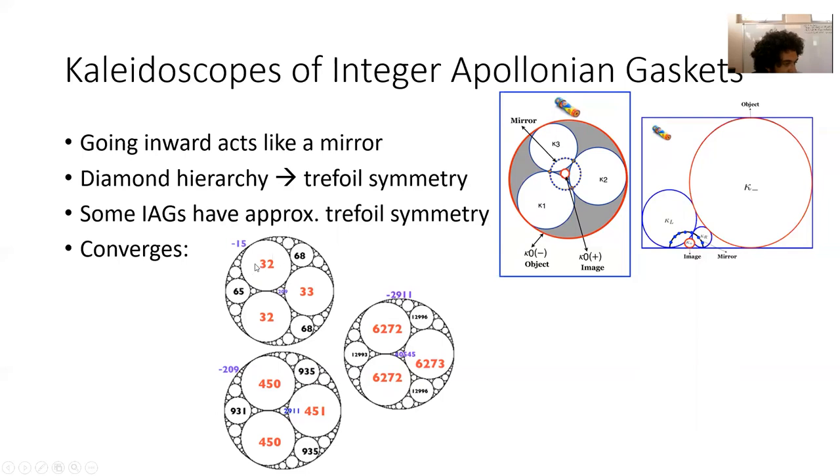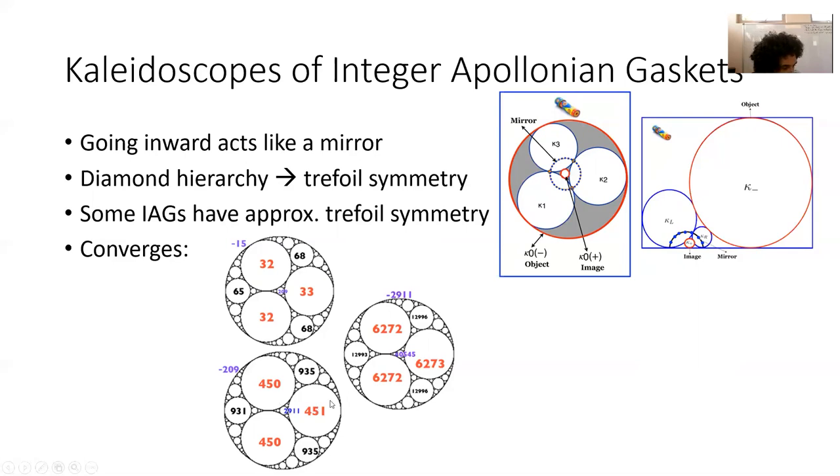So if we take these 32, 32, and 33 curvature values, we can find another circle with curvature 209. If we put that to the outside and put a minus sign there, since all of the integral Apollonian gaskets happen to have a minus sign for the outermost curvature, we'll find that there ends up being another integral Apollonian gasket that also has an approximate trefoil symmetry, except the symmetry is closer to being preserved because here we have 450, 450, and 451. And while the maximum difference between these two is 1, just as was found here, since the numbers are larger, the relative difference is smaller.